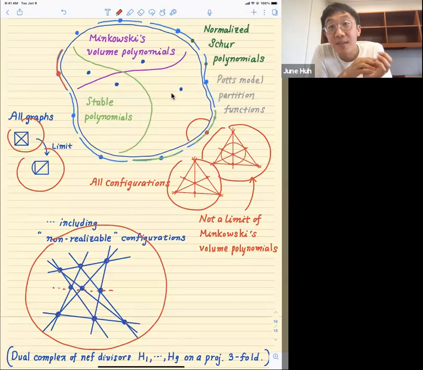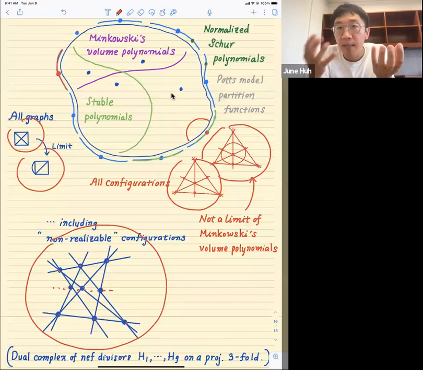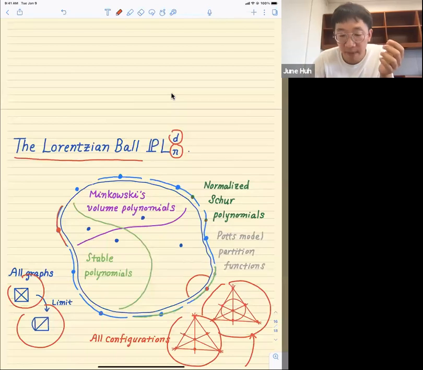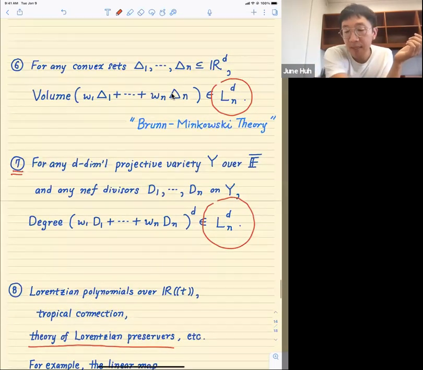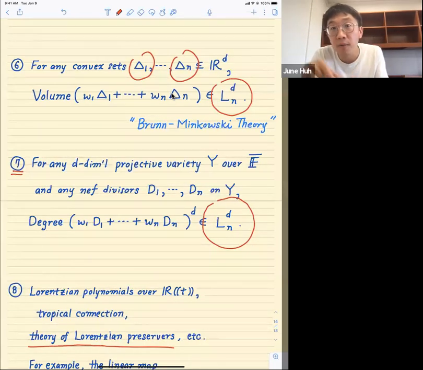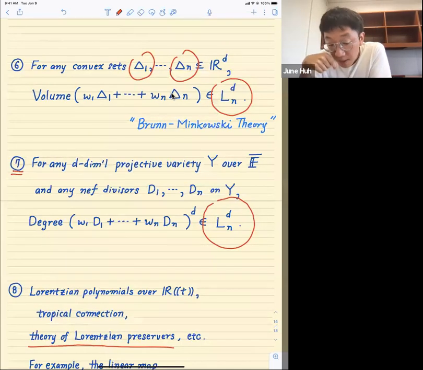It's hard to say. These two things were always on the back of my head. One thing is, of course, this very concrete Mason's conjecture. And the other thing was Minkowski's volume polynomials that I have briefly mentioned. It's basically the same thing, where you have convex sets instead of nef divisors. And if you know toric geometry, this is a sub-problem. Any convex set can be approximated by rational convex polytopes, and then this Minkowski polynomial becomes a special case of Lorentzian polynomials.